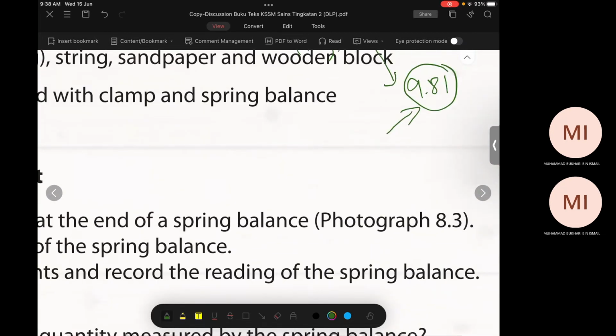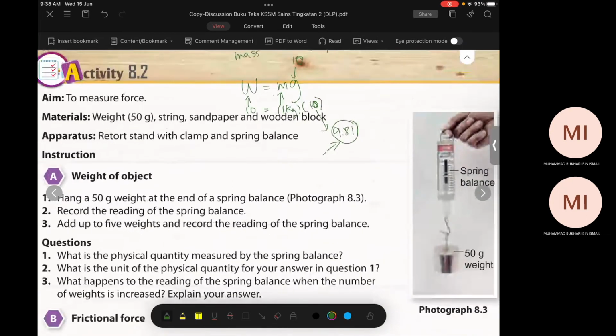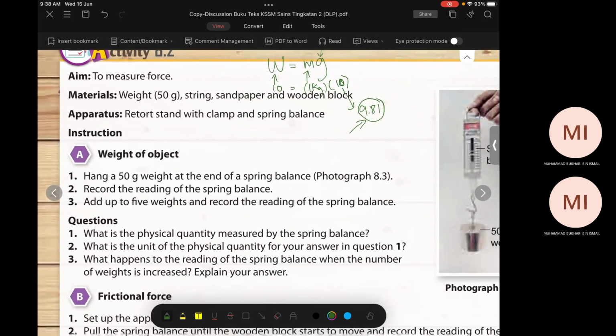Nanti cikgu akan beritahu lagi lah bila belajar ni ya. Untuk peringkat awak tu pakai 10. We follow textbook.